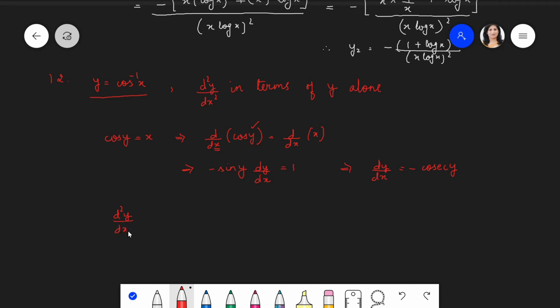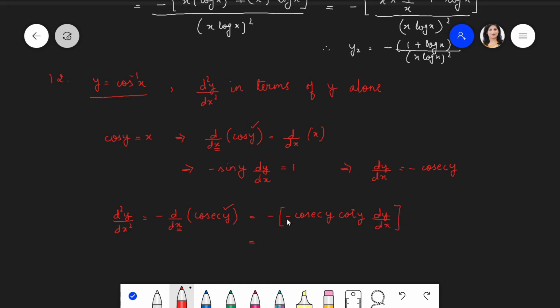So second order derivative, so we have differentiated the left side with respect to x, and on the right side the minus sign is taken outside, so the derivative of cosec y with respect to x. Here once again you can see these variables do not match, so that means the function on the right side is a composite function. So the derivative of the cosec function is minus cosec y cot y, and then differentiating y with respect to x.